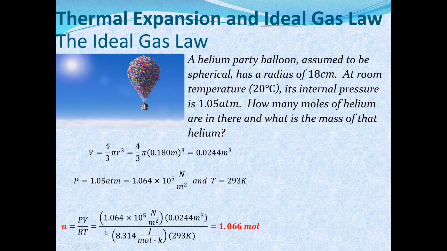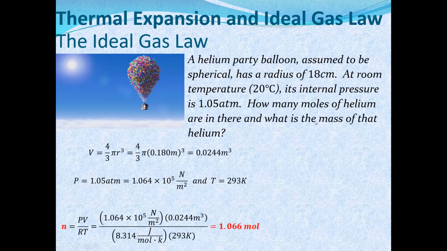So using the ideal gas law, we end up getting that the number of moles is a little bit over 1 mole, which kind of makes sense. This is slightly above STP, and this is slightly above the volume of an ideal gas at STP. So it kind of makes sense that the number of moles would be slightly above 1 mole.